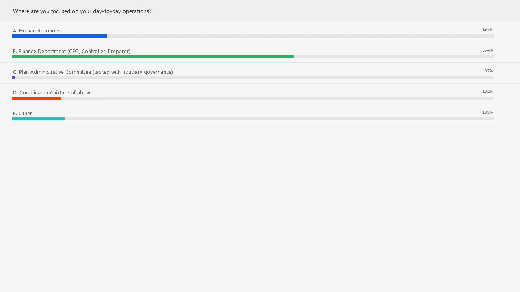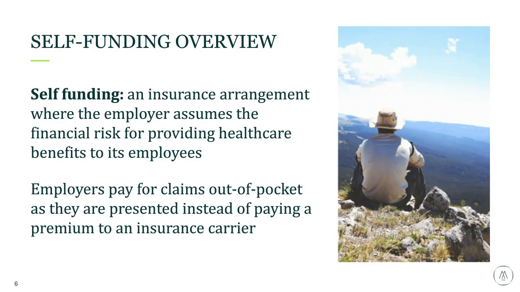So continuing on, as a starting point, I'd like to give a little bit of a primer on self-funding. I realize that many of you on the call are familiar with self-funding and being self-insured, but there may be those who are new to the game or just contemplating going self-funding. So self-funding is an arrangement where the employer assumes the financial risk for providing healthcare benefits to its employees. Said in another way, it's an alternative means for financing a group medical benefit program, moving away from a fully insured environment to one, as the name implies, that's more self-insured.